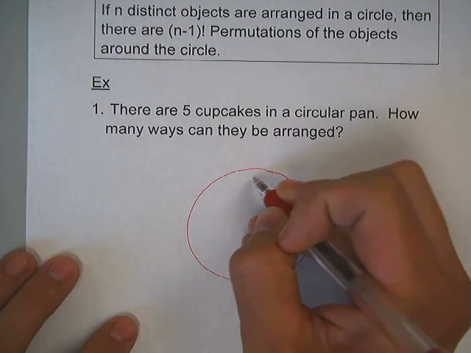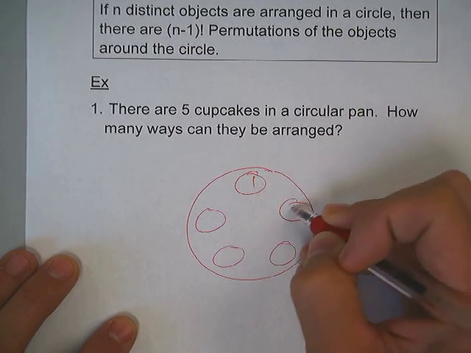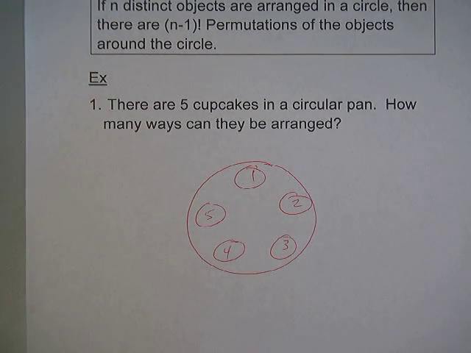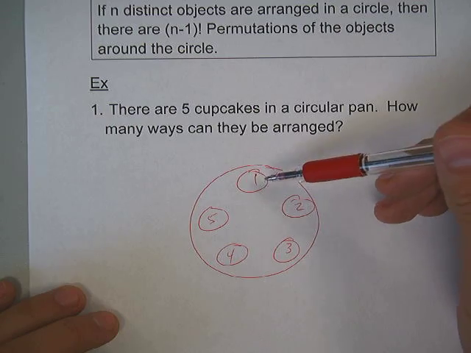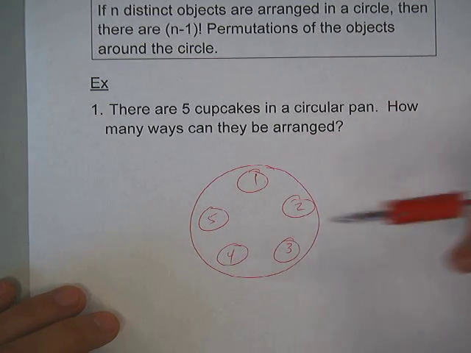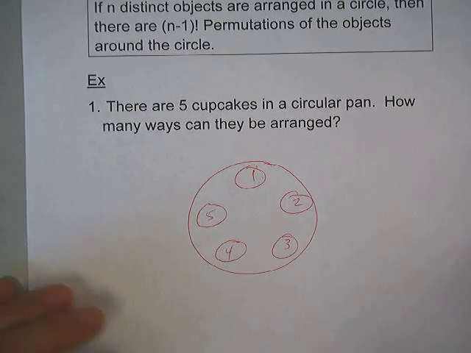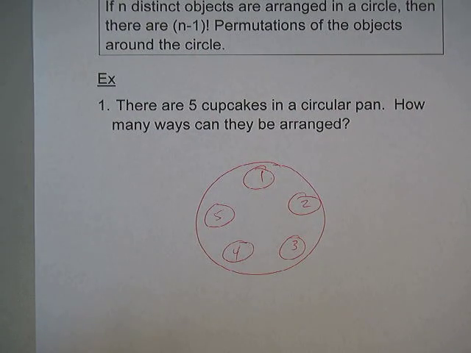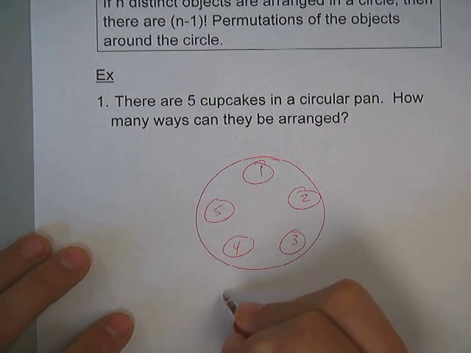So for instance, that's not a bad circle right there, freehand. It says there's 5 cupcakes in a circular pan. How many ways can these be arranged? So let's say we have 5 of them. 1, 2, 3, 4, 5. It's simply being asked, how many different ways can you arrange these things in a circle? So meaning, if you start here, there's 1, 2, 3, 4, 5. That's one way. But what if I started here? What if I started here?